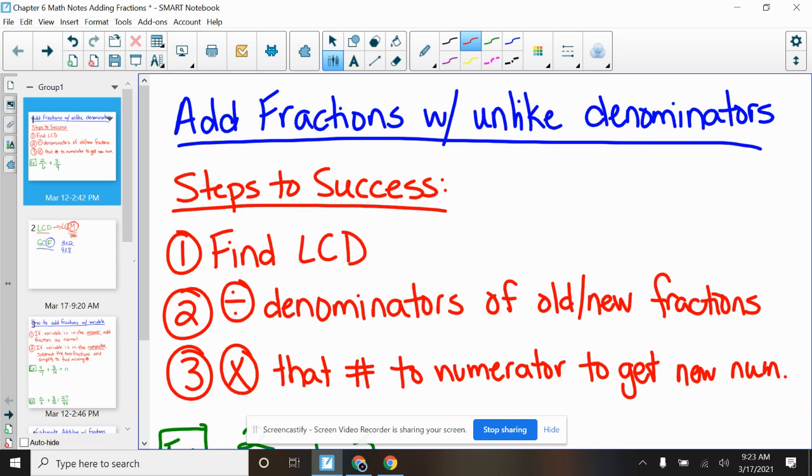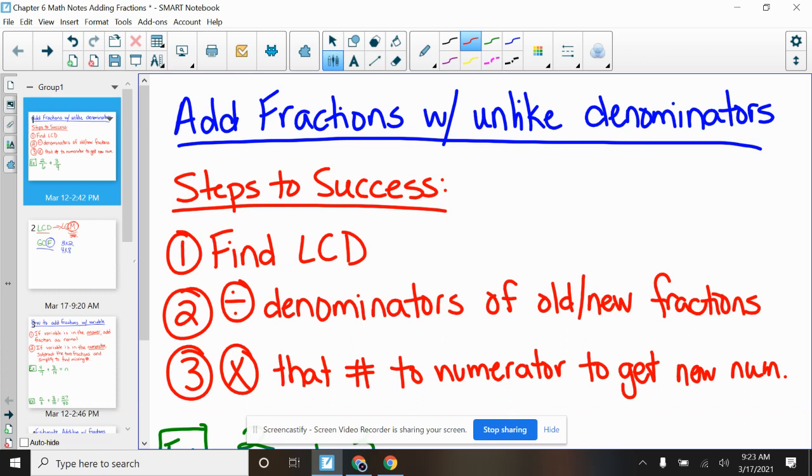Step 2 says to divide denominators of the old and the new fractions. So some of you are with me, some of you are not. You're staring into space. Space won't teach you this stuff.